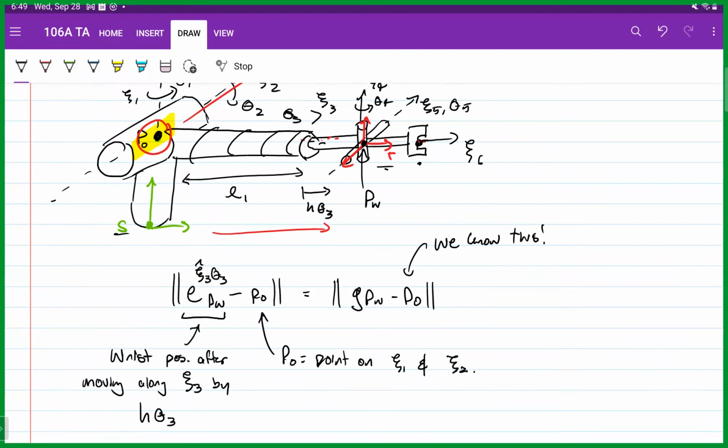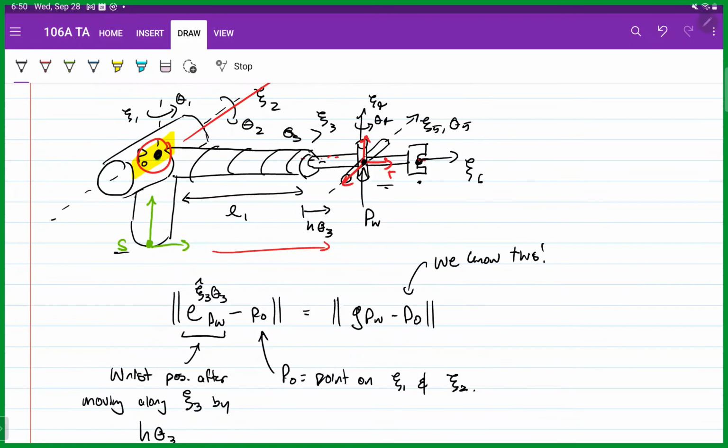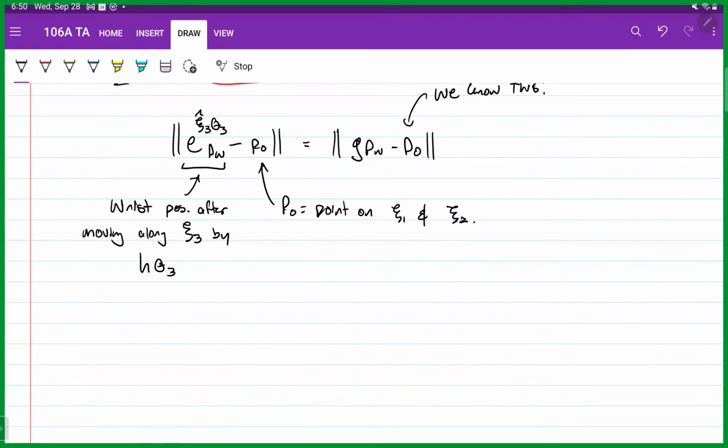So what is this distance going to be? Well, let's think about a couple different cases, okay? I'm just going to sketch this out in a simple form over here. So we have our point P0 and we have our wrist point PW, okay? Before we've actually moved, what's the distance between these two going to be? Well, that's just going to be the length of the arm, right? That's L1. So it's starting off at L1.